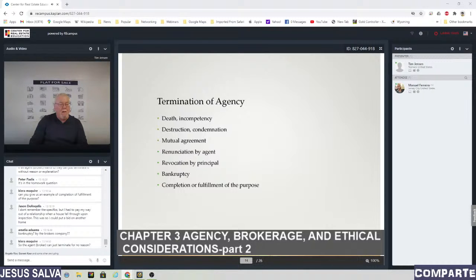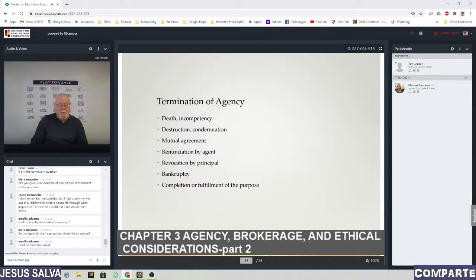Yeah, brokers can go bankrupt. I actually did property repossession, foreclosure against the broker. Yeah. So the agent broker can just terminate for no reason. If he wants to, yes. Usually there's a reason, however. Yep, they have the ability to do that.